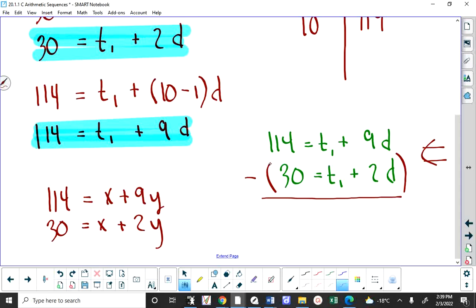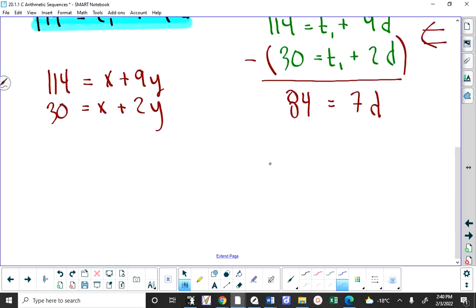114 minus 30 is 84, equals 7d. Oh. So there's nothing wrong with your approach. But sometimes substitution is a little bit more work than elimination, and this is a case where that's true. That being said, you want to do whatever works for you, always, for anybody. So when I divide both sides by 7, I get d equals 12.